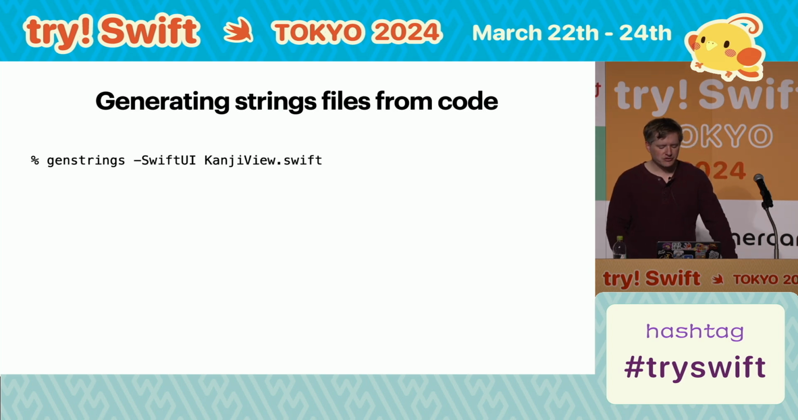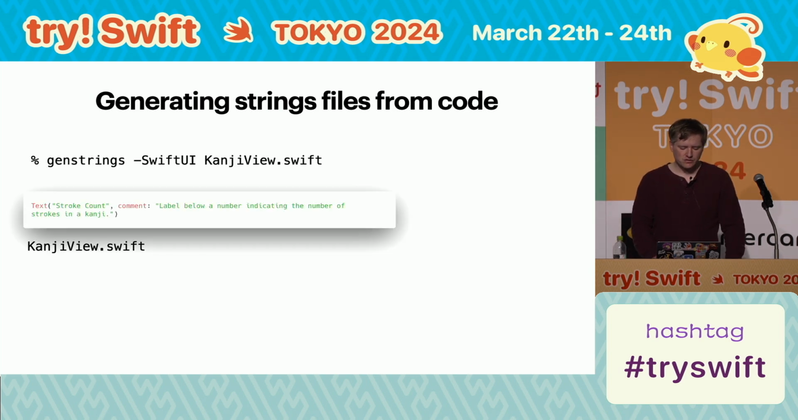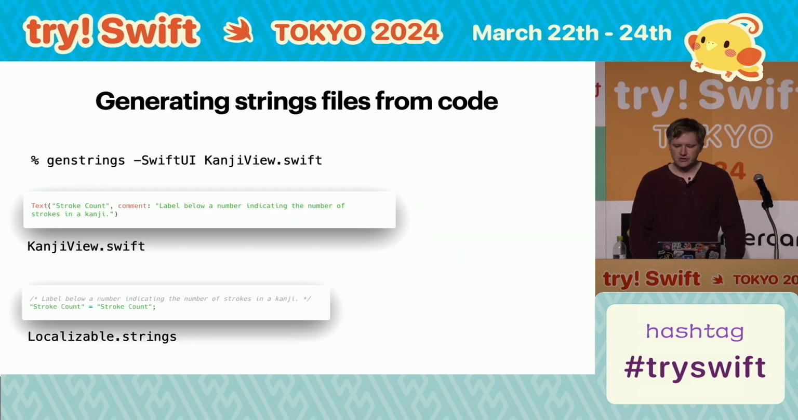There's also a -SwiftUI argument you can pass to this, which lets it also pick up on things like the Text view in SwiftUI. And it'll pretty much do exactly what you expect, the same thing, putting that into a Localizable.strings file.